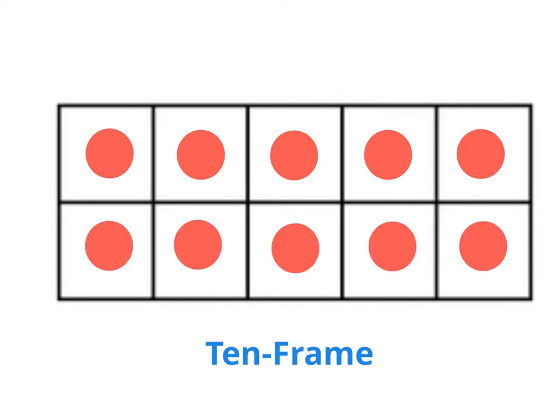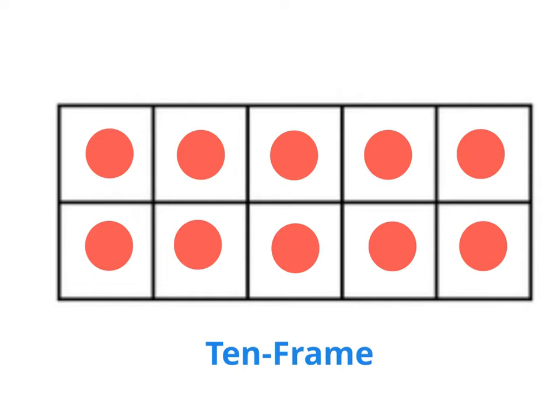So now let's continue. 6, 7, 8, 9, 10. Now, as you can see, the entire 10 frame is full. How many counters are on the 10 frame when it's full? Well, it's 10. That's why it's called a 10 frame.